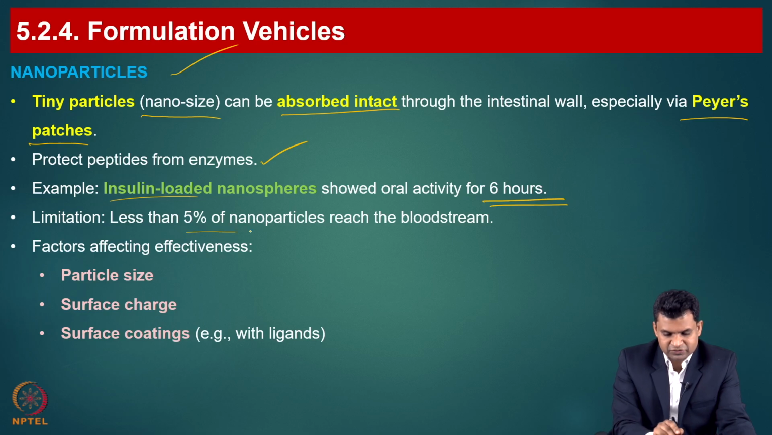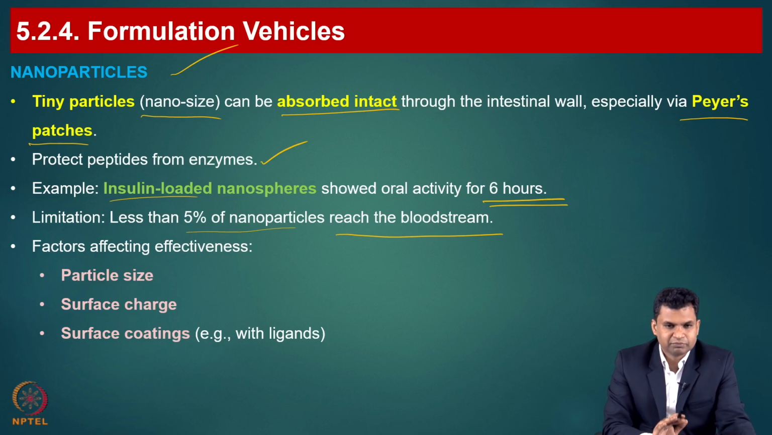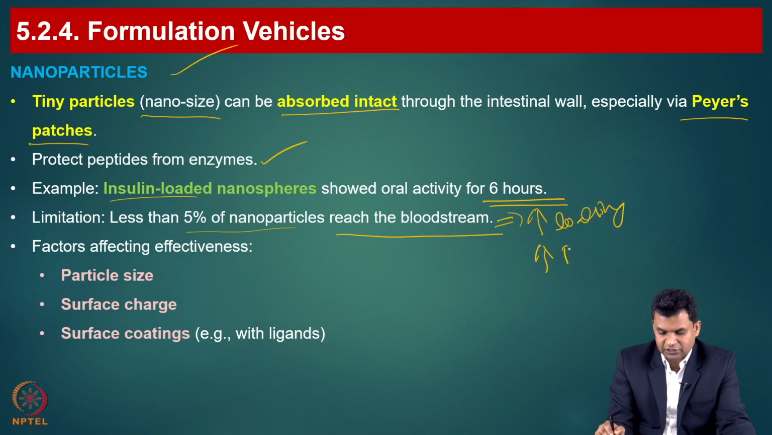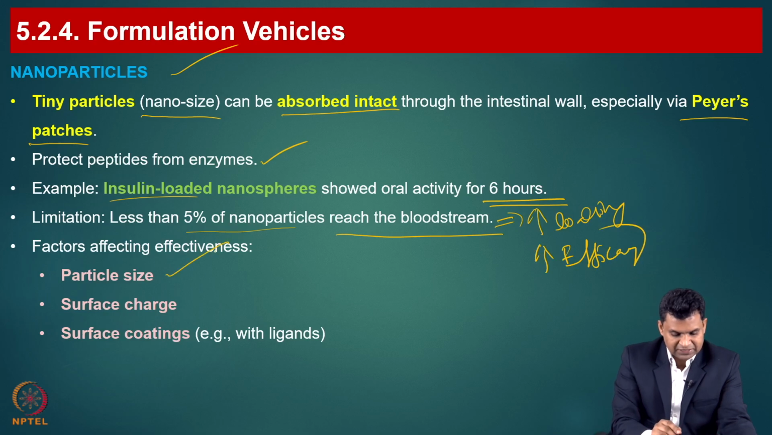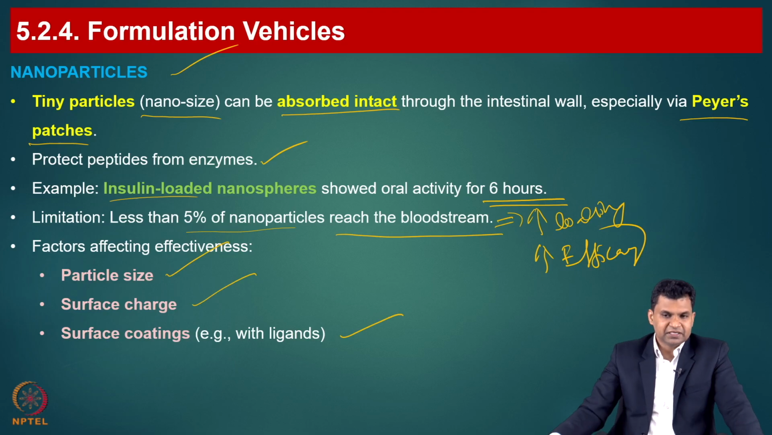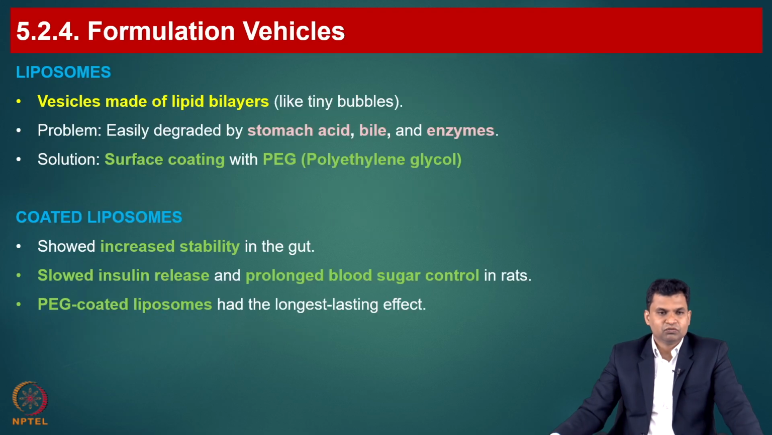So, less than 5% of nanoparticles can reach the bloodstream. That is one of the limitations with some of the particles, but by understanding the nature of your molecule and the nature of the polymer, you can achieve maximum loading, and you will see improved therapeutic efficacy of the carriers. Yes, particle size, surface charge and surface coating will affect the bioavailability as well as therapeutic efficacy of the formulation.